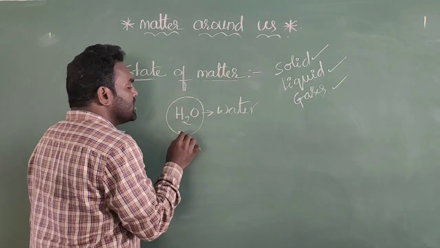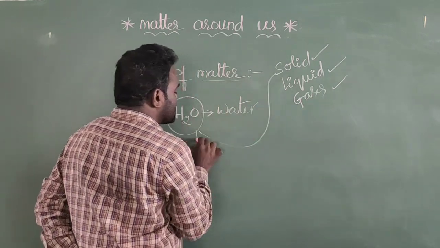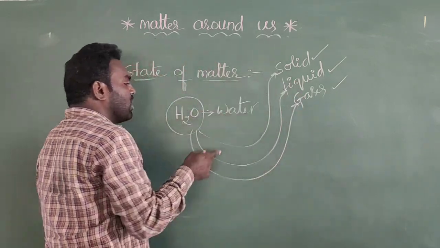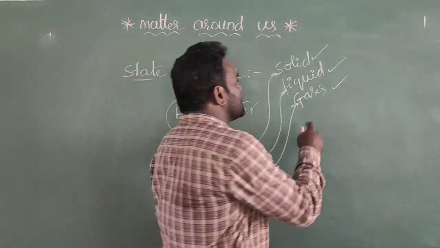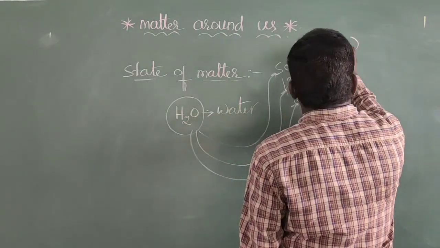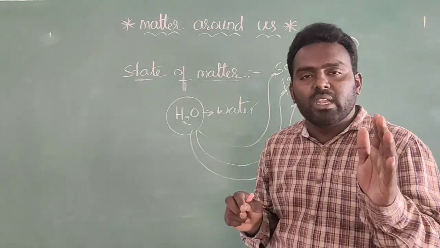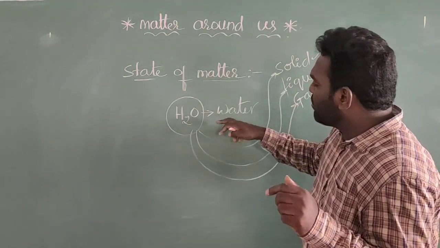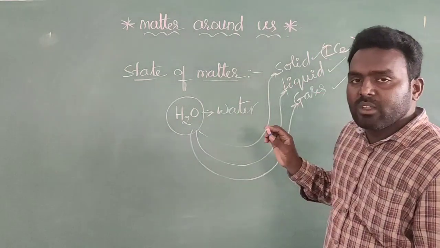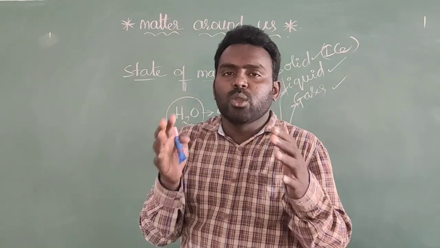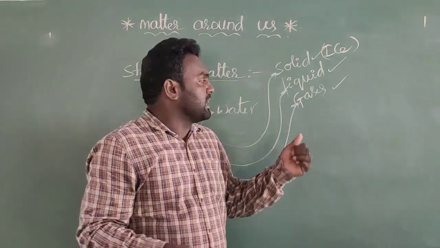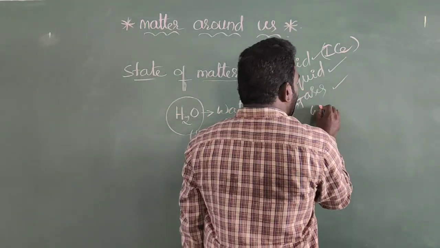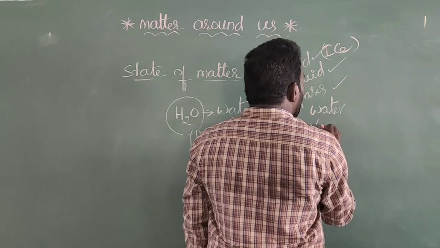This water molecule will show three different physical states. If the water molecule is present in the solid state, that solid state we call ice. If the water molecule is present in the liquid state, liquid means it is nothing but water. And when the water molecule is present in the gaseous state, gaseous state means it is nothing but water vapor.